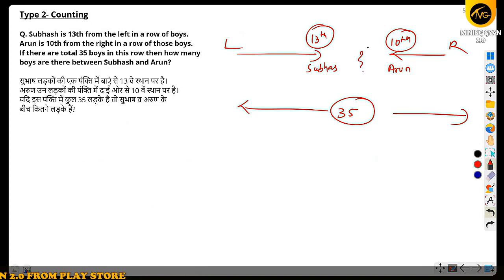इनके बीच में कितने स्टूडेंट्स हैं ये हमें कैलकुलेट करना है. How many boys between the Subhas and Arun.